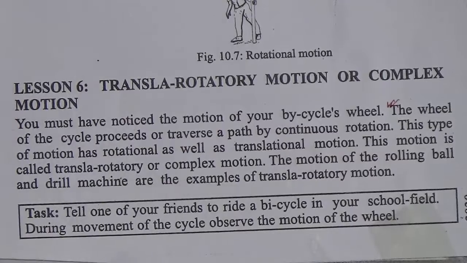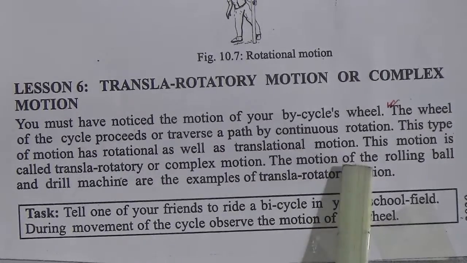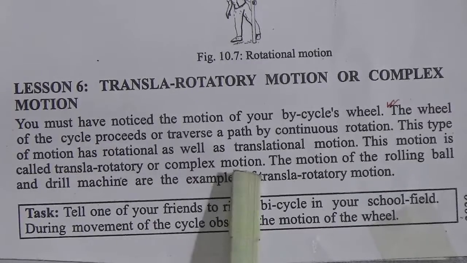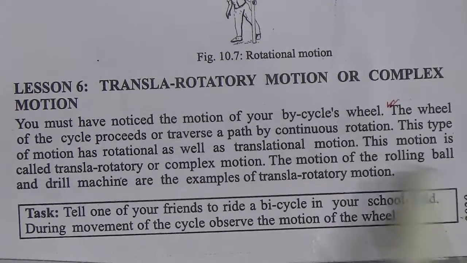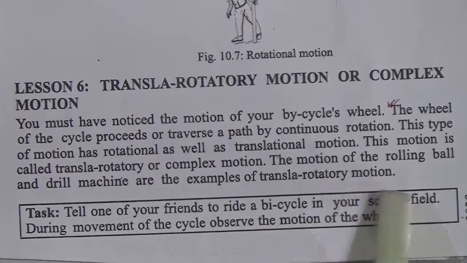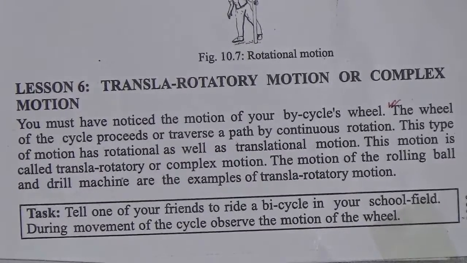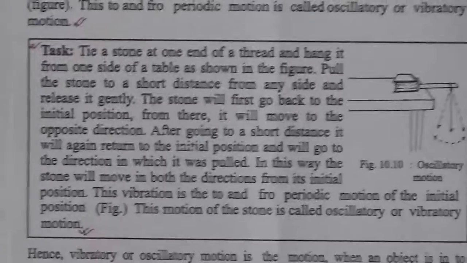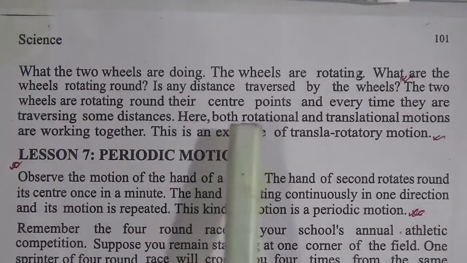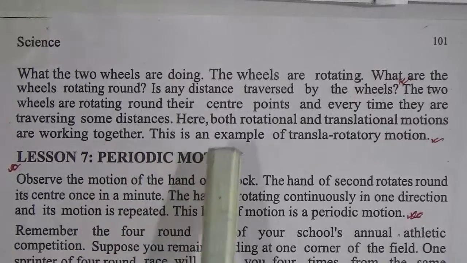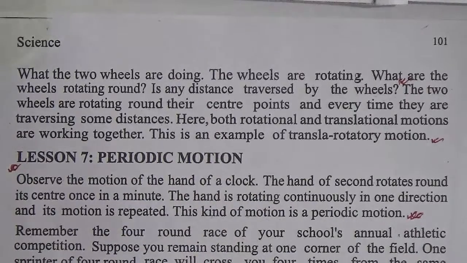Here are two types of motion: one is translational motion and another is rotational motion. Together it is called translatory motion or complex motion. The motion of a rolling ball and drill machines are examples of translatory motion. Now the two wheels are rotating around their center points, and every time they are traversing some distance. Here both rotational and translational motions are working together. This is an example of translatory motion.